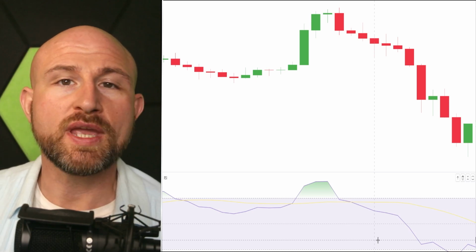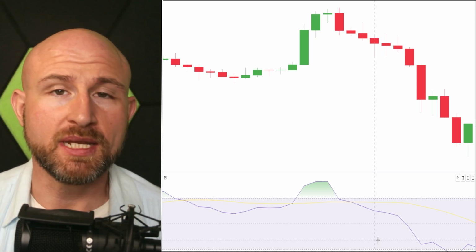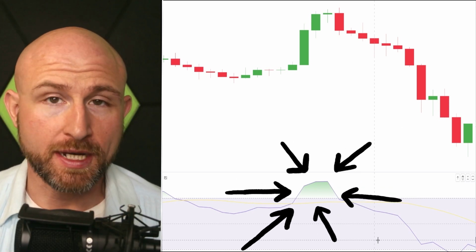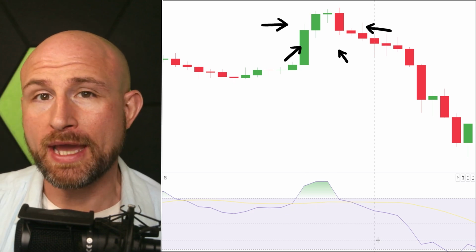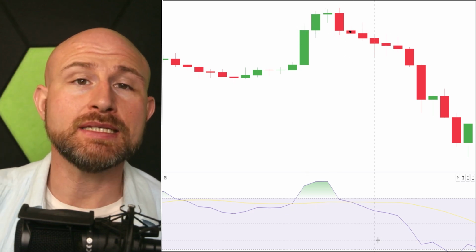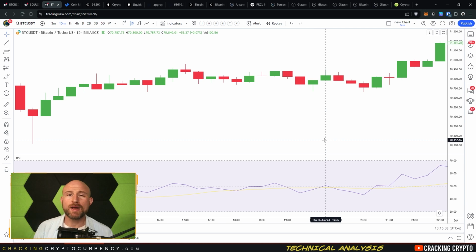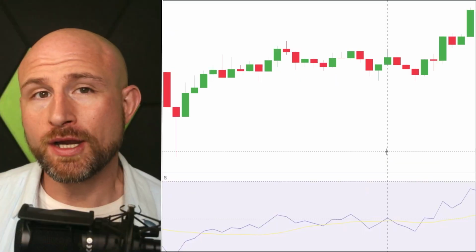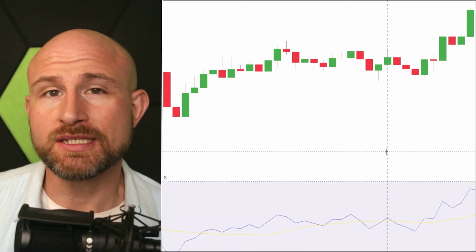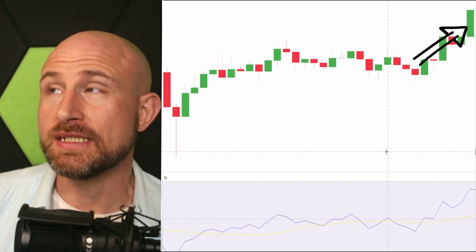In this example, we have price overbought on the 15-minute time frame with an overbought RSI. We notice an evening star pattern appear, and price does indeed reverse to the downside. Contrast that with this example, where the RSI is not overbought, and instead of price reversing, price continues upwards. On-chain analysis can strengthen your trades even more.